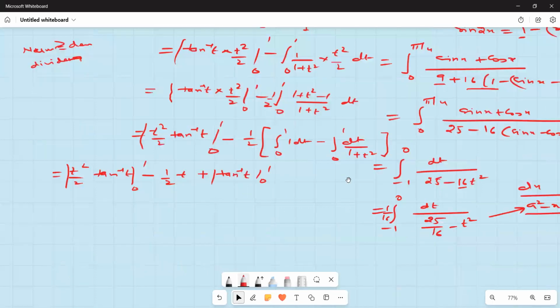Clear? So substitute the values here also, 0 to 1. When you put 0, this value will be 0. When you put 1, this is 1 by 2 tan inverse 1, which is pi by 4, right? Minus 1 by 2 into 1, because the lower limit gives 0. Same here, plus pi by 4. So, solve the question.